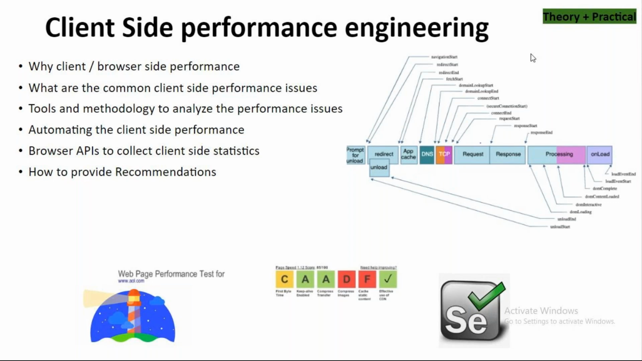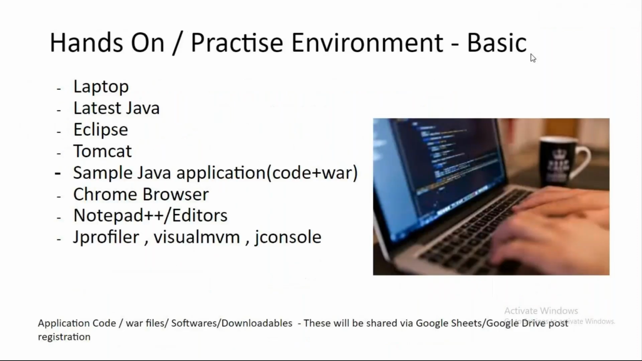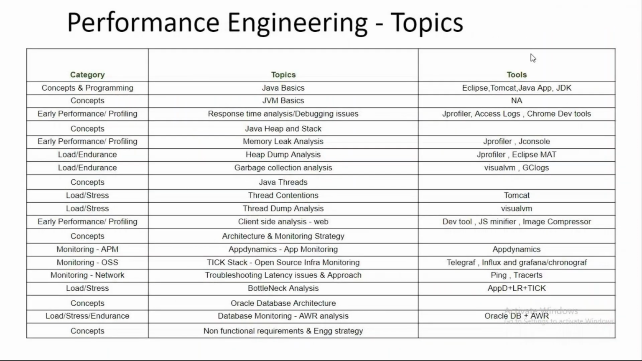From there we will move on to monitoring. We'll learn the monitoring strategy, how to create it, why it is important, and then how to create the strategy depending upon your architecture. From monitoring, we'll look into two aspects. One, the open source monitoring combination of Grafana, Influx, and Telegraf for infrastructure monitoring. We will install those tools, set up, create the dashboards, and visualize it.